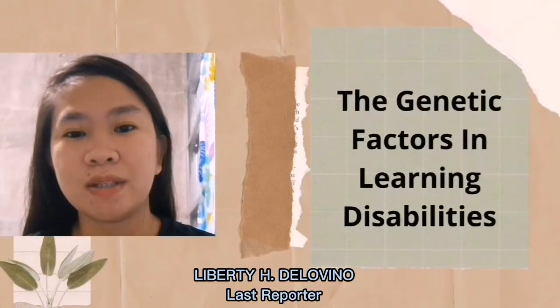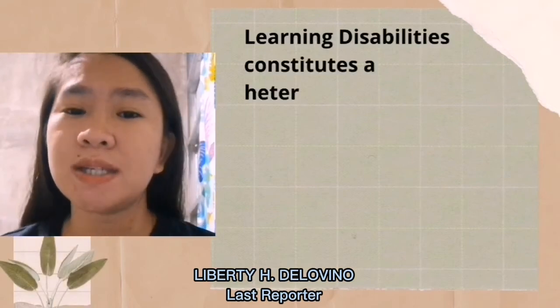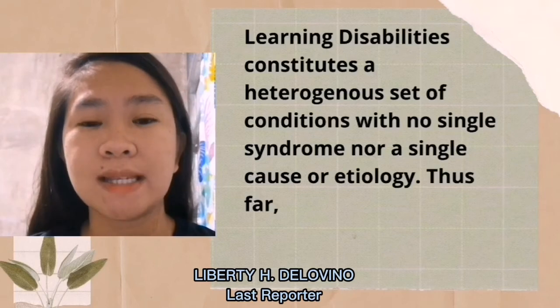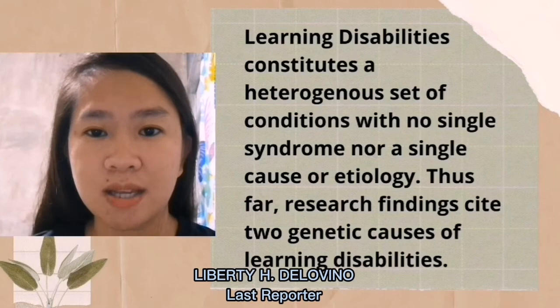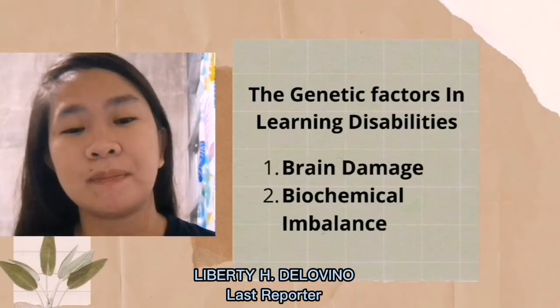Now, let us talk about the genetic factors in learning disabilities. Learning disabilities constitute a heterogeneous set of conditions with no single syndrome nor a single cause or etiology. Thus far, research findings cite two genetic causes of learning disabilities. These are brain damage and biochemical imbalance. So, this time let us know what brain damage is.